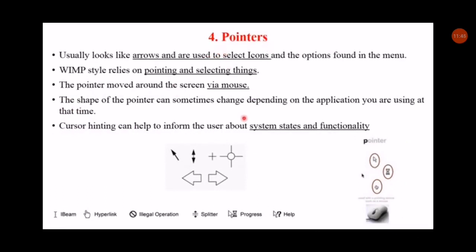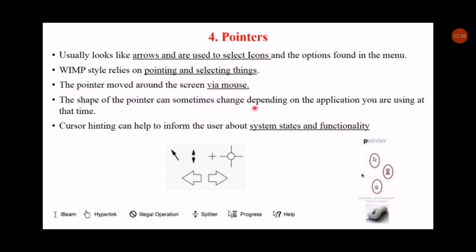Next. And the last element of the WIMP interface is pointers. Again, we are all familiar with pointers. Pointers usually look like arrows and are used to select icons and the options found in the menu. WIMP style uses pointing and selecting things using the pointer. See, you will see this red icon. This is also called a pointer. The pointers move around the screen via mouse.